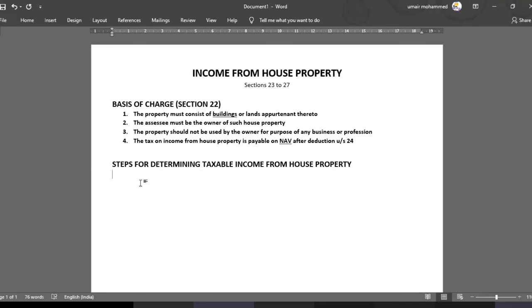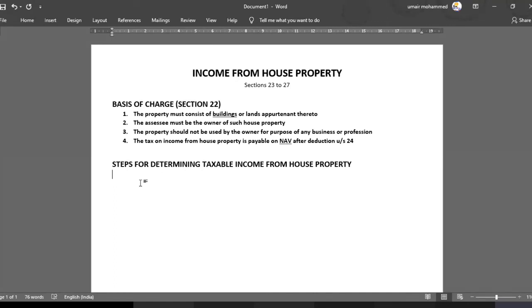Let's say I have a building, a house which I have in Chickpet. I used to stay there, but the first two floors I am using for storing goods, as a godown. Of course, on the third floor I stay. So from the viewpoint of income tax, since you're using the property for business, it will not be considered as house property. It will be considered as business property.